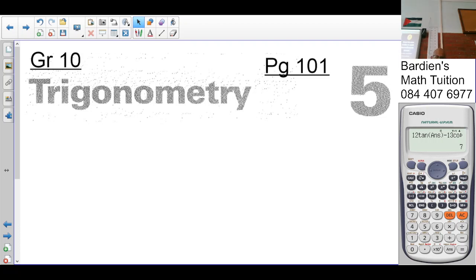Right, good morning class. That was the first part of the lesson. We were looking at trigonometry. So this lesson will be a bit shorter, and it's dealing with the new topic, which is trigonometry. Trigonometry is now formally introduced in grade 10.